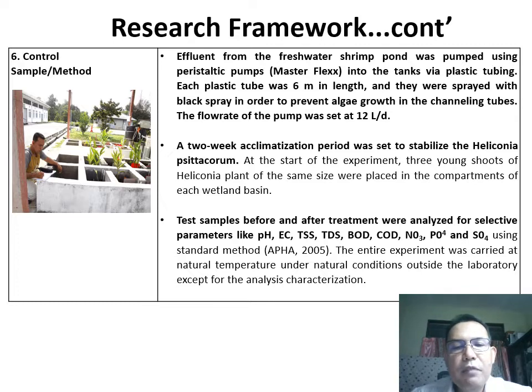The test samples before and after treatment were analyzed for selective parameters such as pH, electric conductivity, total suspended solids, TDS, BOD, COD, nitrate, phosphate, and sulfate.